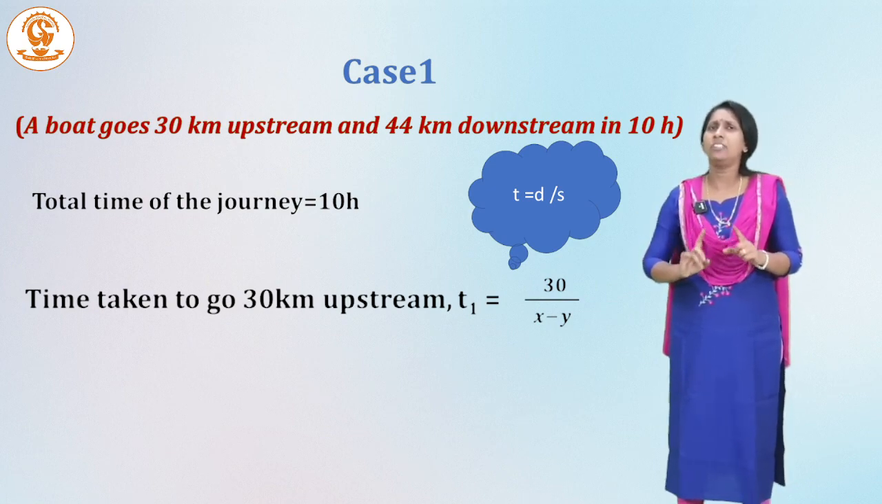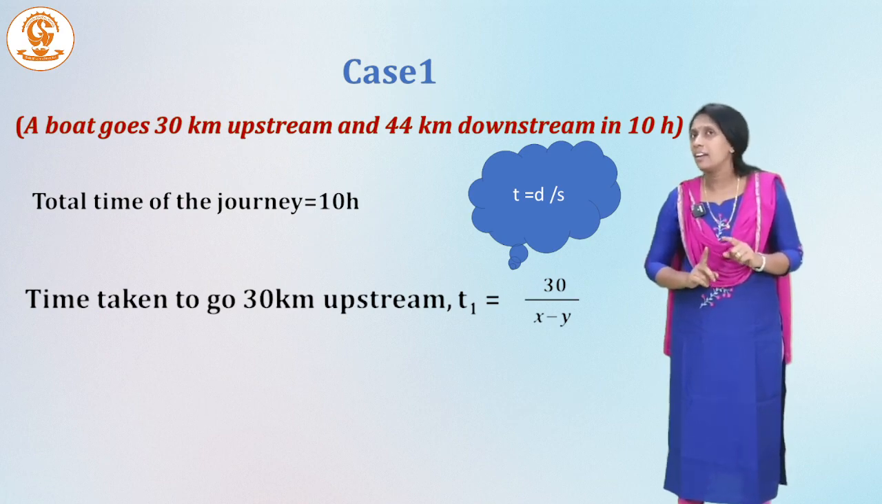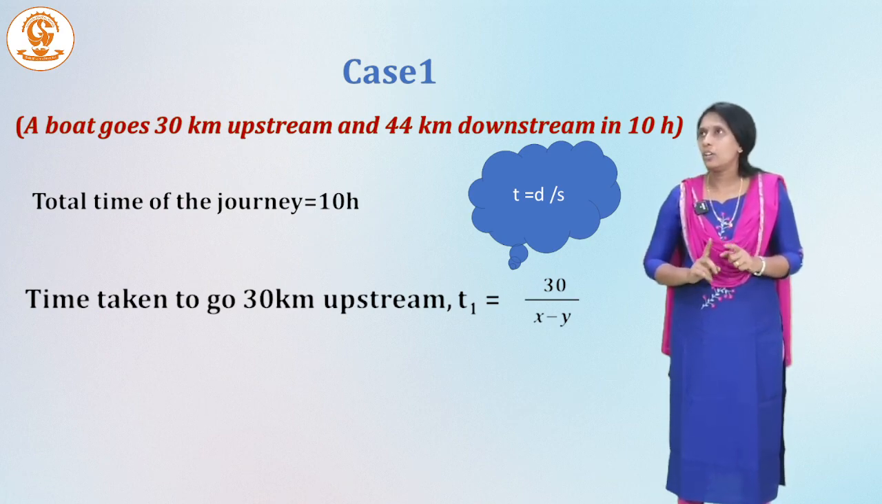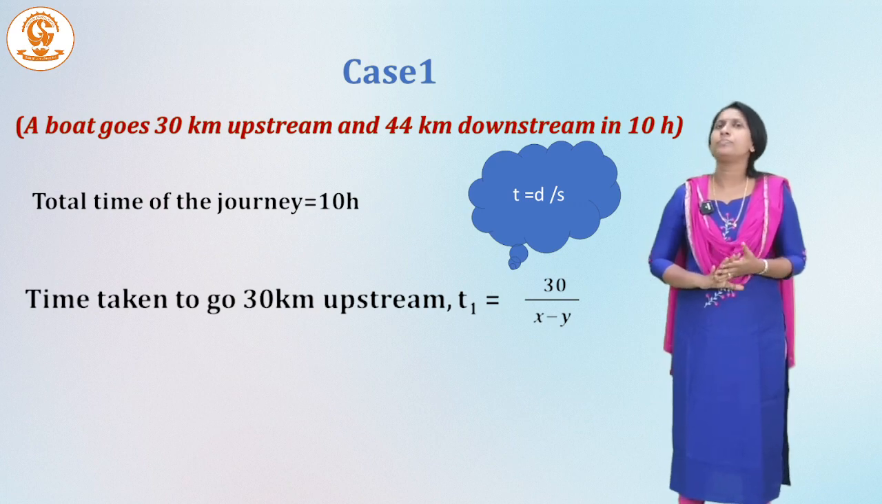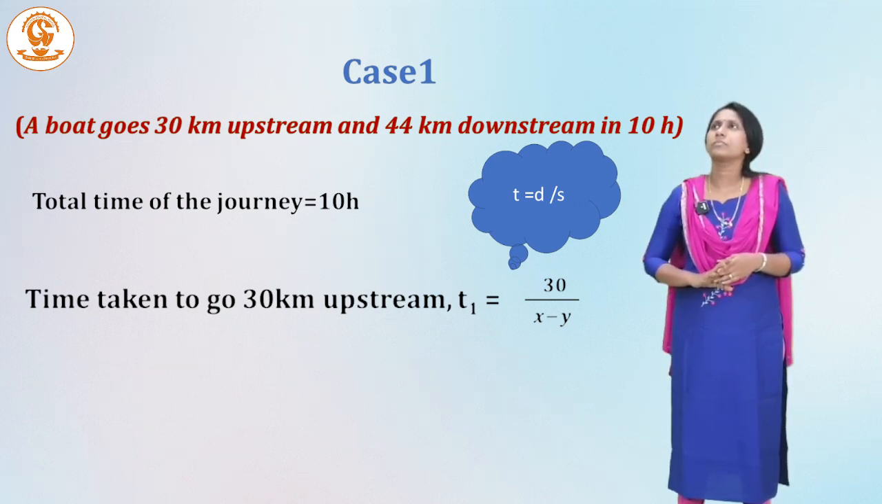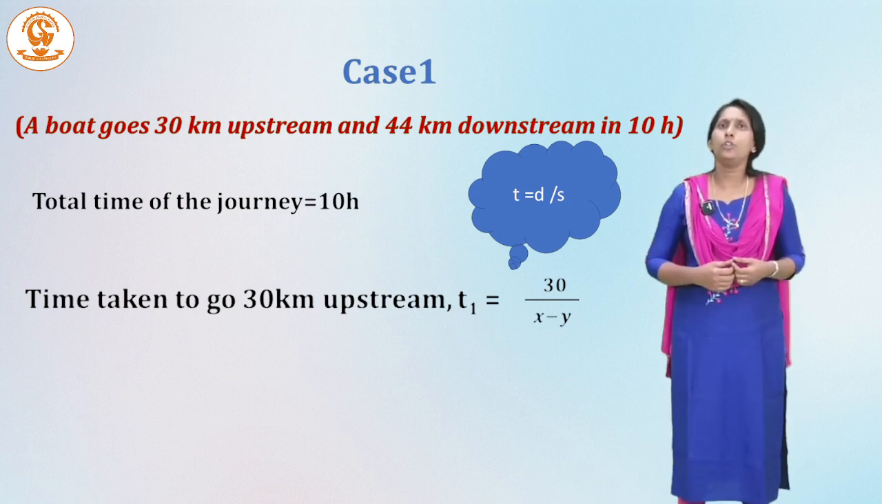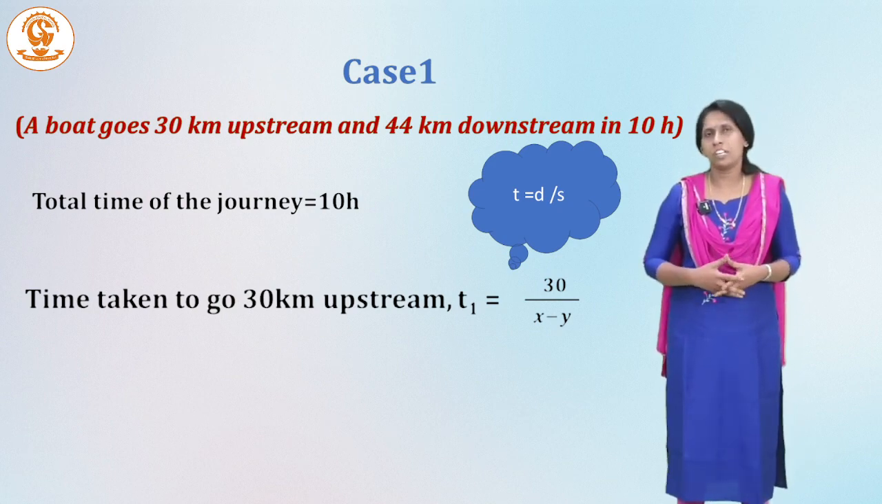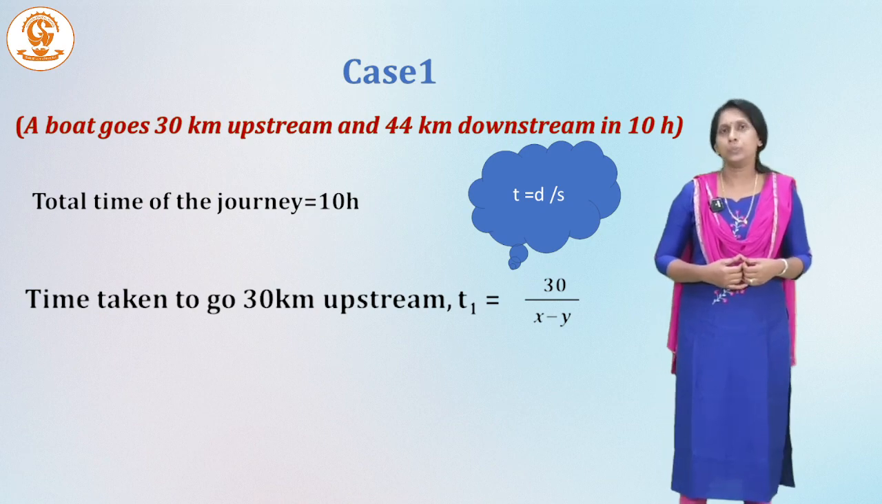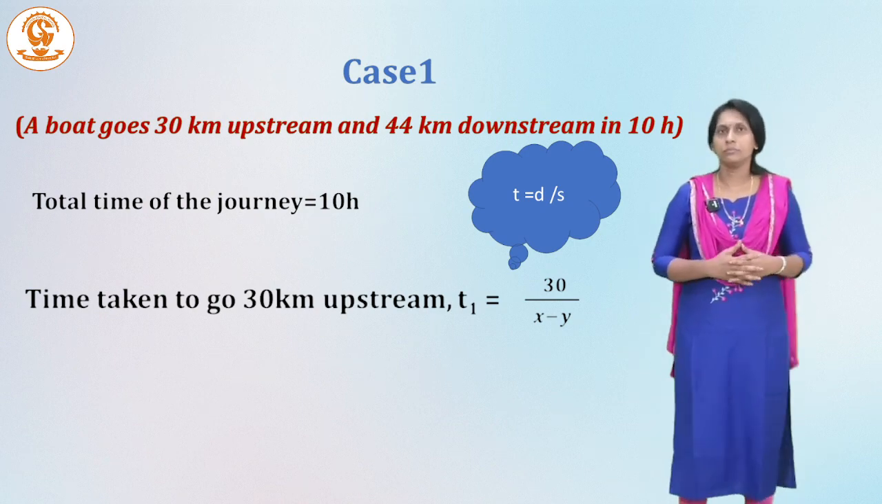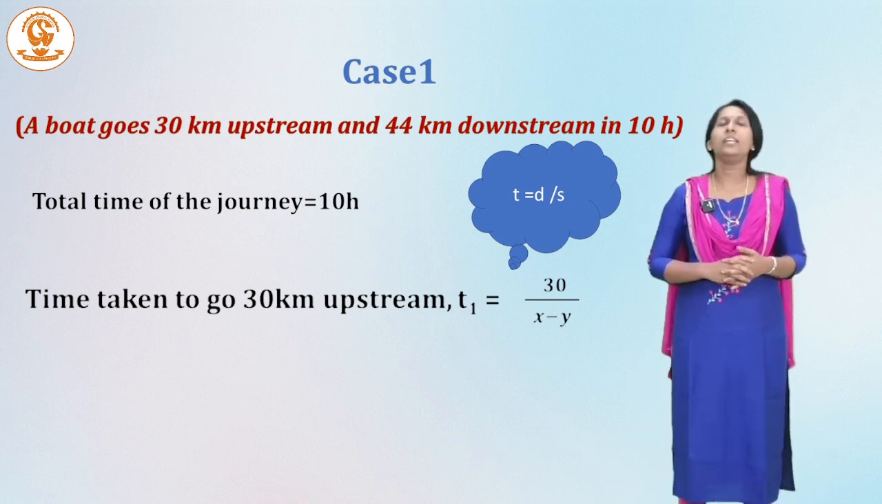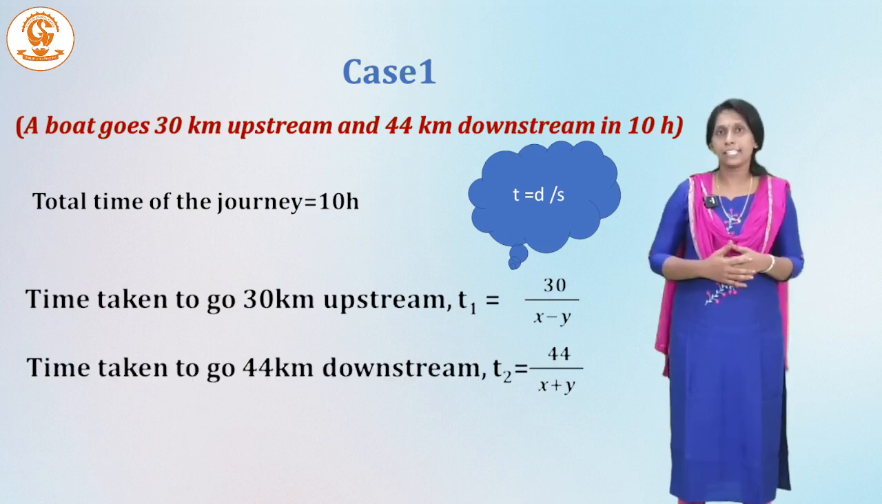Anyone, can you help me with this? Okay, so Jitu, are you there? Jitu, let T2 be the time taken to go 44 kilometer downstream. How can you find that T2, Jitu? T2 is equal to 44 by x plus. Yes, very good, Jitu. T2 is equal to 44 divided by x plus y.